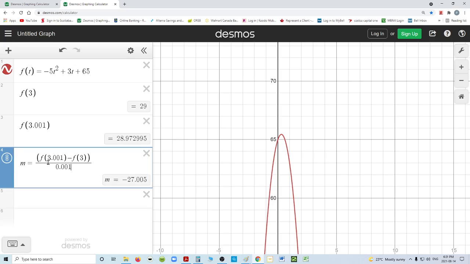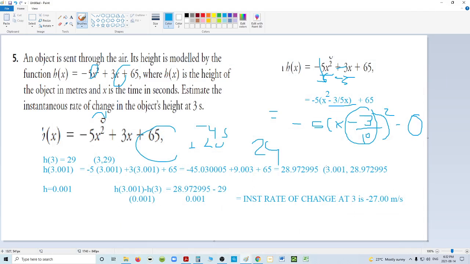Okay? And that gets easier to see if you put the correct x's in that are associated with it, because that's the same as 0.001. And there we get the slope of negative 27.005. And I think I got negative 27 and rounded up. So we got it correctly.